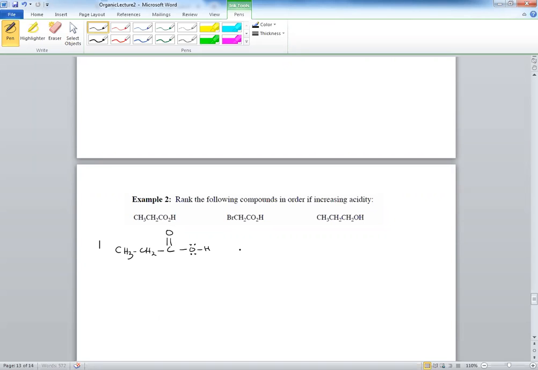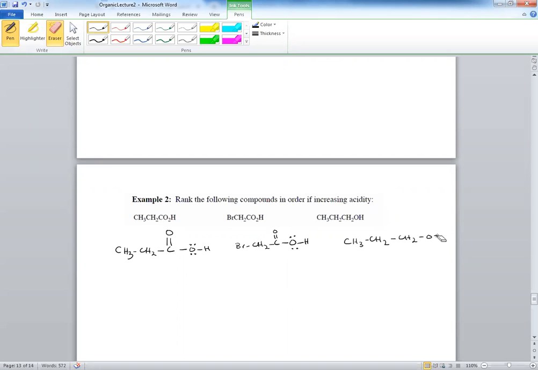We have a Br attached to a CH2, and then you have the double bonded carbon and oxygen. And then, of course, this one, just an alcohol. There is no double bonds or pi bonds. Very well.